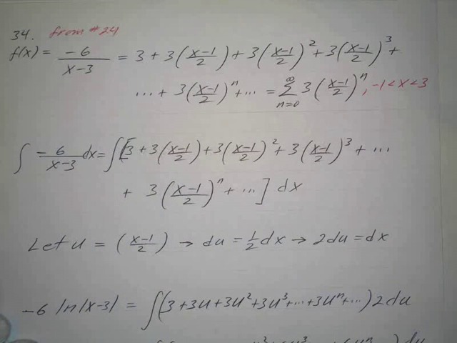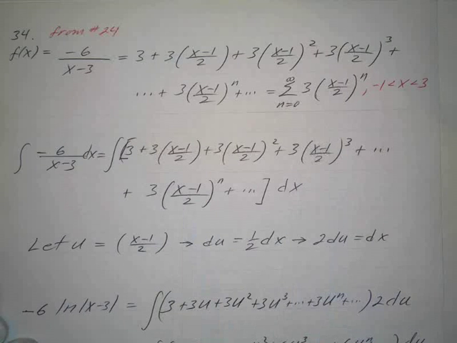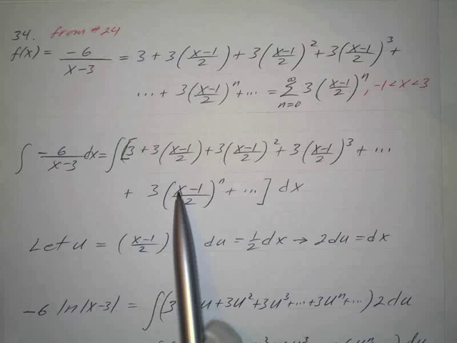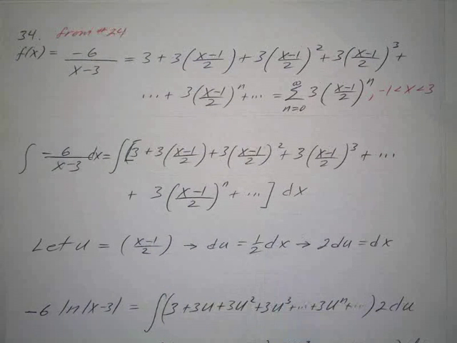So now I'll take the integral of both sides because I want to integrate term by term. So this is what we have, and then again, this is going to be kind of a mess here, so I have to use U substitution. So watch what happens. If I let x minus 1 over 2 be u, then du equals 1/2 dx, so dx equals 2 du. So I'm using all the formal steps of U substitution.